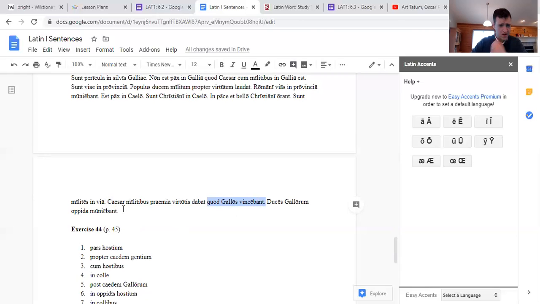Okay, so let's find our main clause. Everything until we hit quod will be our main clause. And what's the verb in the main clause? It's dabat. This is from do, dare, to give, and I see ba in the middle of it. That'll tell us imperfect. So third singular imperfect active: he, she, it was giving.